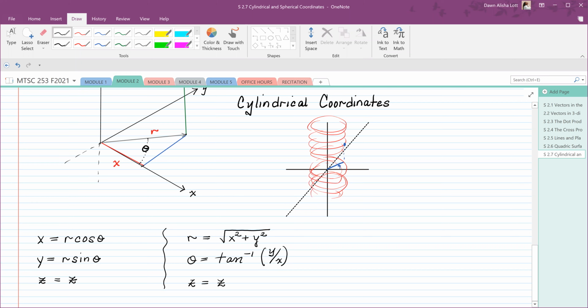Okay, so the left one is cylindrical to Cartesian. And the right one is Cartesian to cylindrical. Okay, so cylindrical is very much just polar, except it's off the ground.